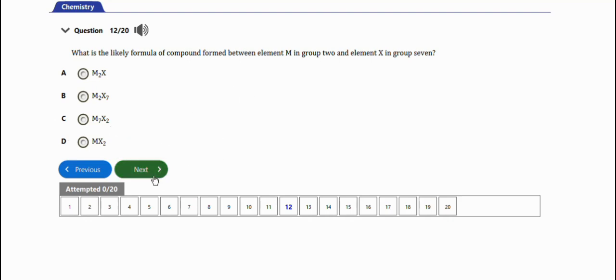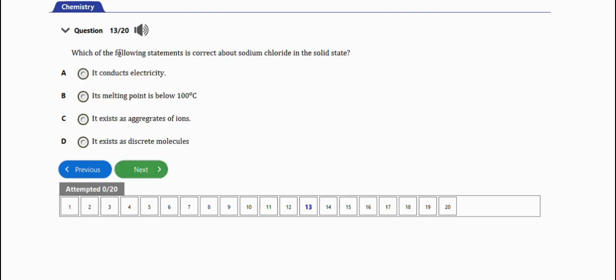The next question will be this one. It says which of the following statements is correct about sodium chloride? In the solid state, it conducts electricity; its melting point is below 100 degrees Celsius; it exists as aggregates of ions; it exists as discrete molecules. The right answer is option C. It exists as aggregates of ions. Alright, that's it for this question.